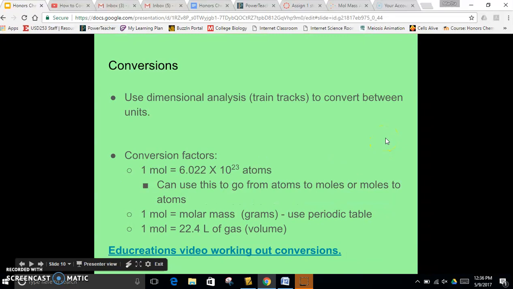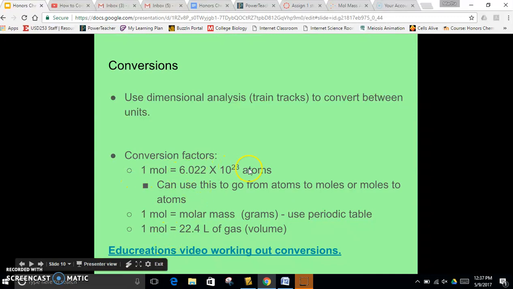The first thing I'm going to take you through is that we are going to use dimensional analysis. So you're going to have units on the top and units on the bottom that we're going to cancel using like the train tracks method to convert between these units. These are your 3 conversion factors. I will give you these. You just have to know how to use them.